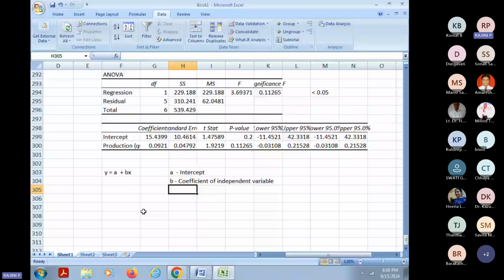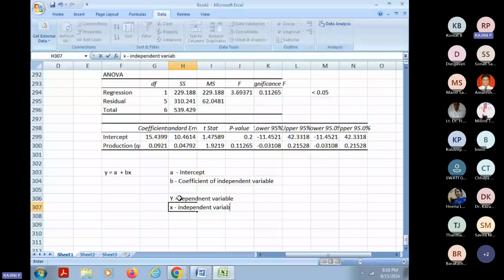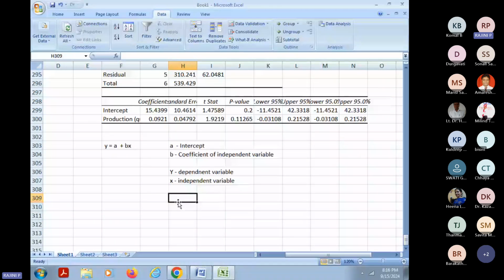Then what is the equation? Here y is a dependent variable. And what is the x then? X is an independent variable. So how can we write the equation then? Here the equation for the given data is sales is equal to, we know that dependent variable is the sales, independent variable is the production.